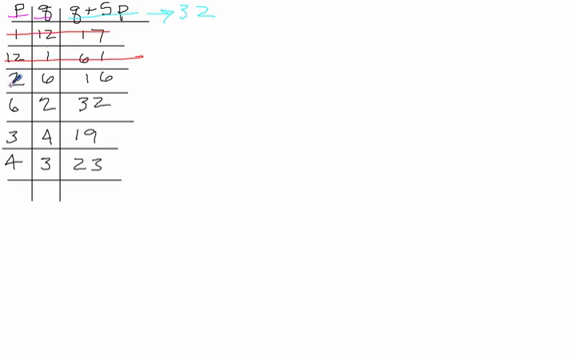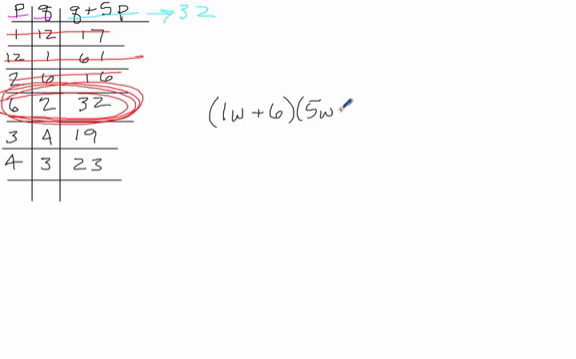2 and 6. If we put it together in this order, we get 16. That doesn't work. But if we switch the order, see, that's where you have to be careful. Make sure you do both directions, 6 and 2, then that does give us 32. And that then allows us to come up with our final answer of 1w plus 6 times 5w plus 2.